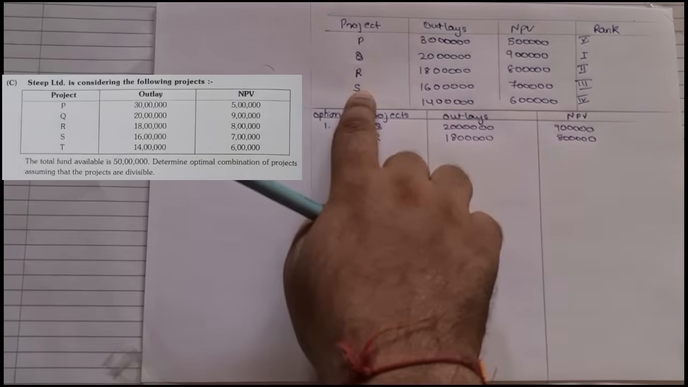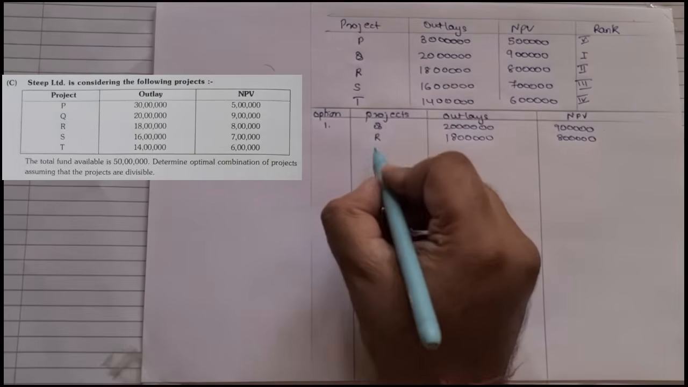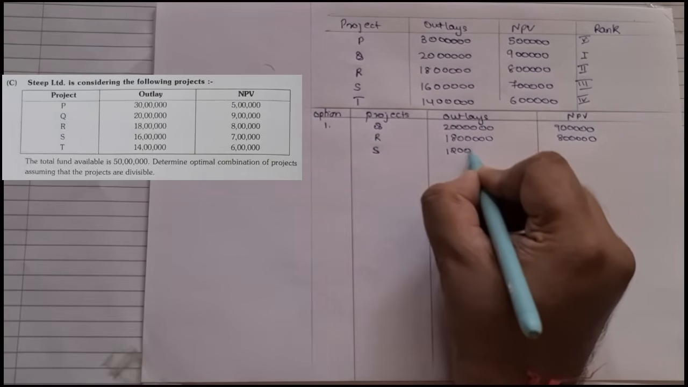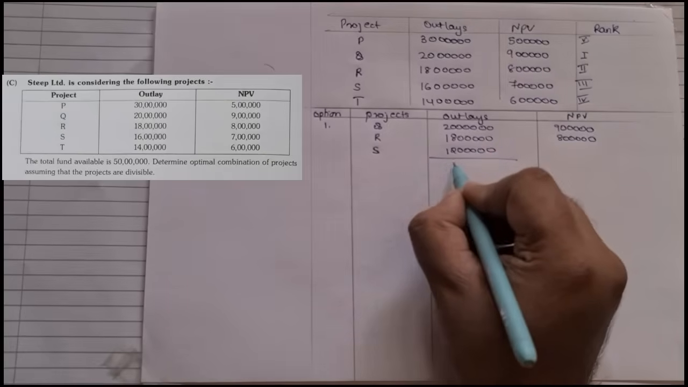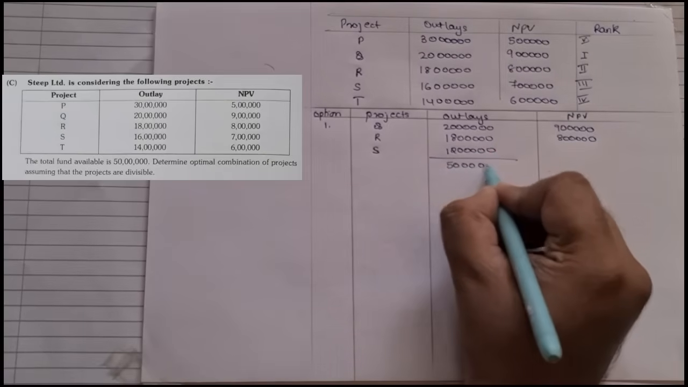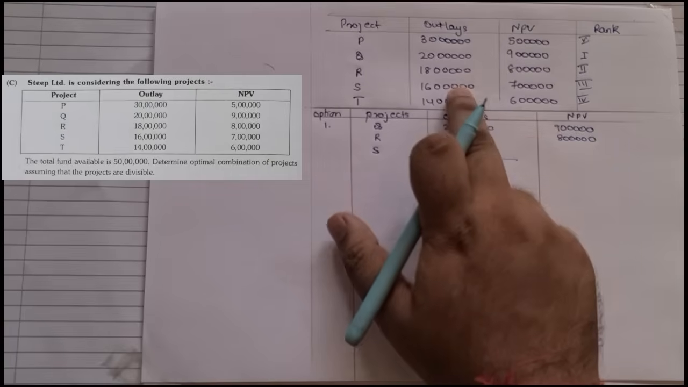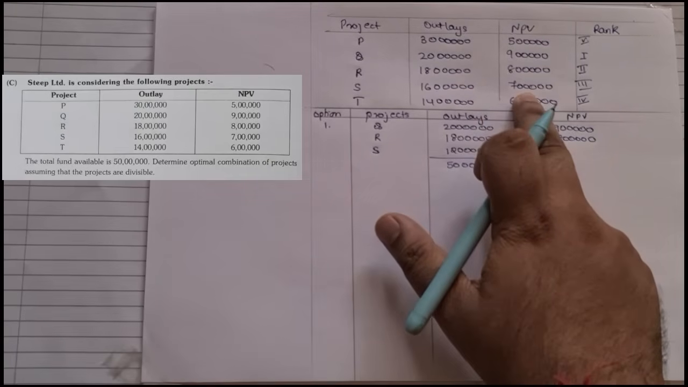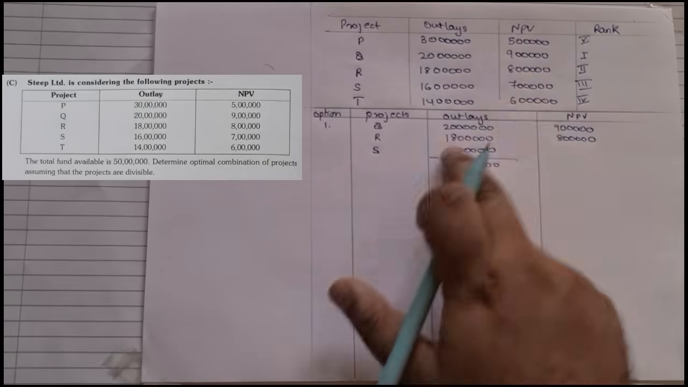Third rank is S, but the outlay is 16 lakhs. So what I'm going to do, I'm not going to take the full 16 lakhs, I'm only going to use 12 lakhs. Reason, I cannot go beyond 50 lakhs. Now, very simple. When the outlay was 16 lakhs, the NPV was 7 lakhs. So for 12 lakhs, it is how much?